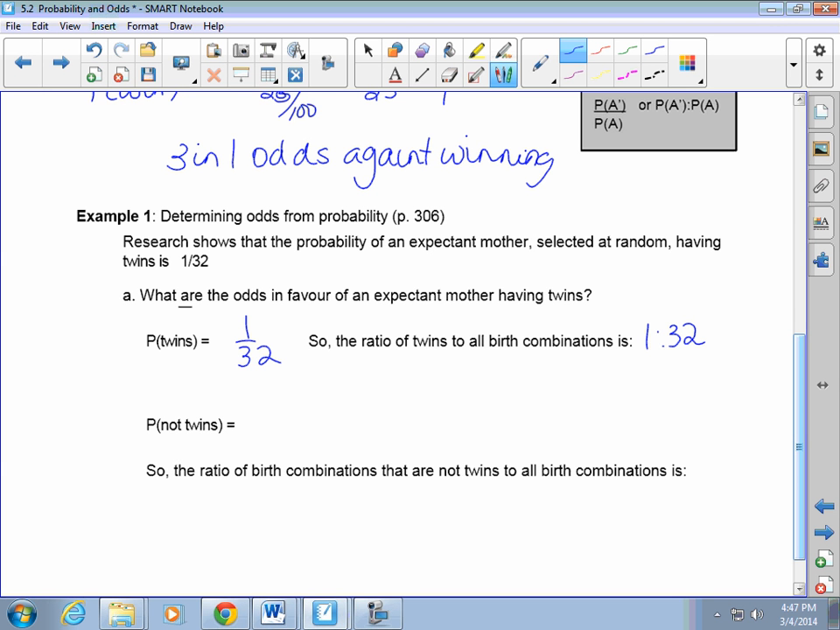Probability of not twins, then, is 1 minus the probability of that favorable outcome, or probability of twins, so 1 minus 1 over 32, which would be 31 over 32. So the ratio of birth combinations that are not twins to all birth combinations is 31 to 32.